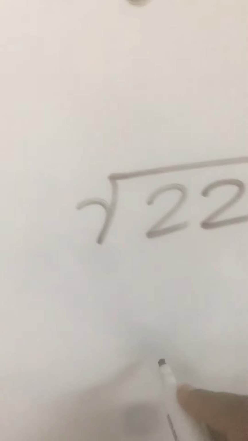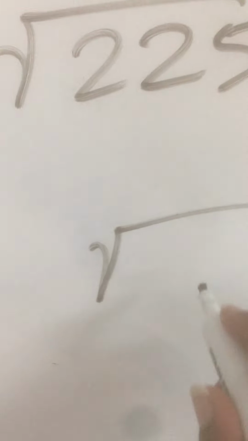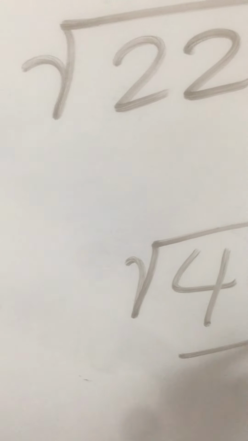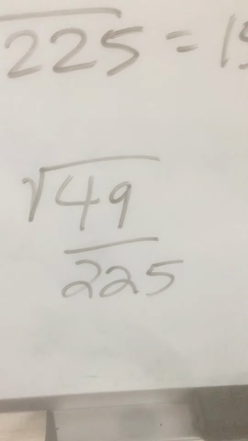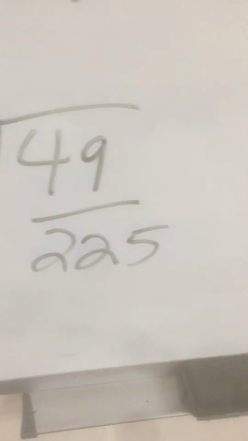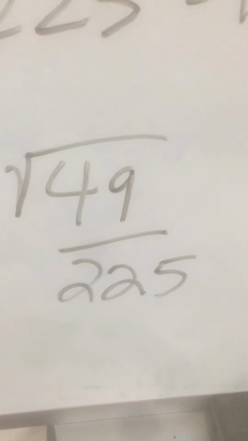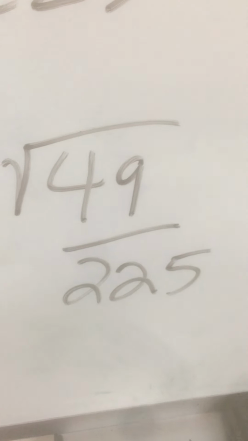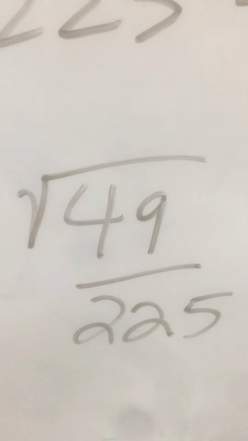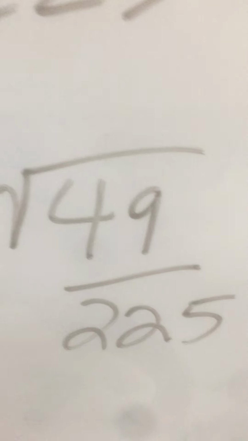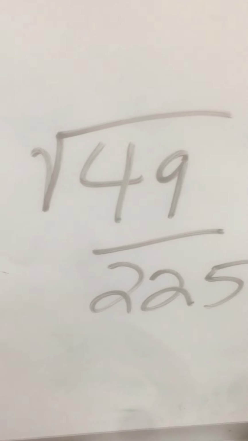Now, there are times when you have a fraction. Let's say the square root of 49 over 225. I could work this out if I really wanted to, all right? With the calculator. I can do that, but I just want to see what you will do, or how will you figure this out? What's the first step?